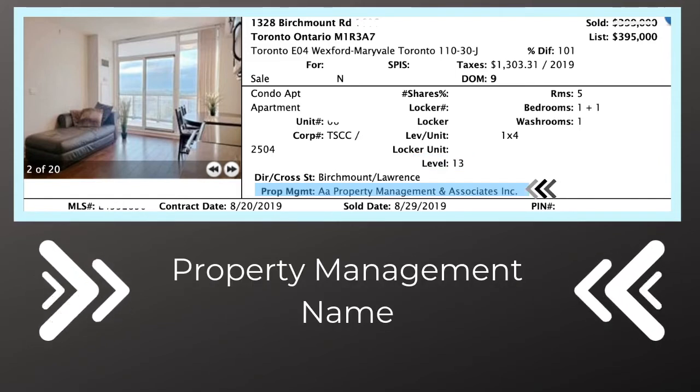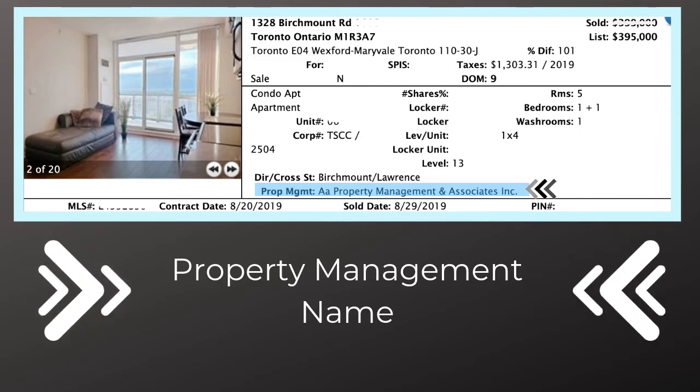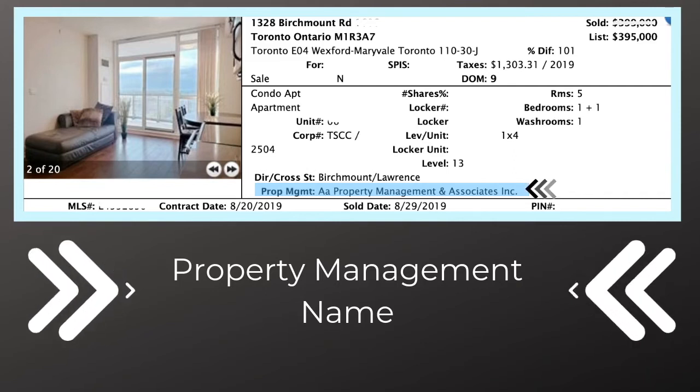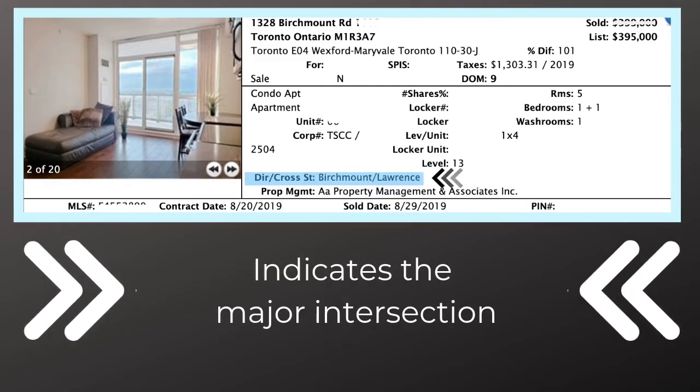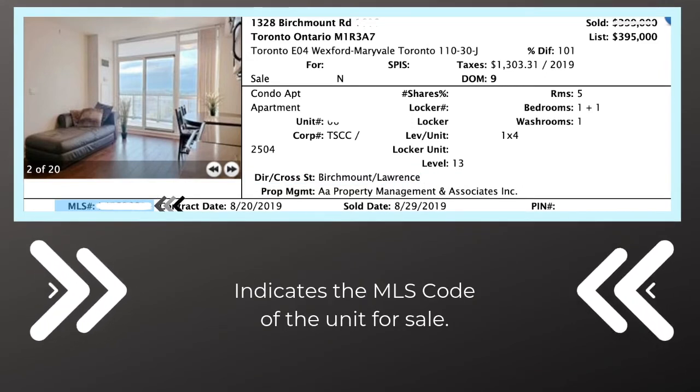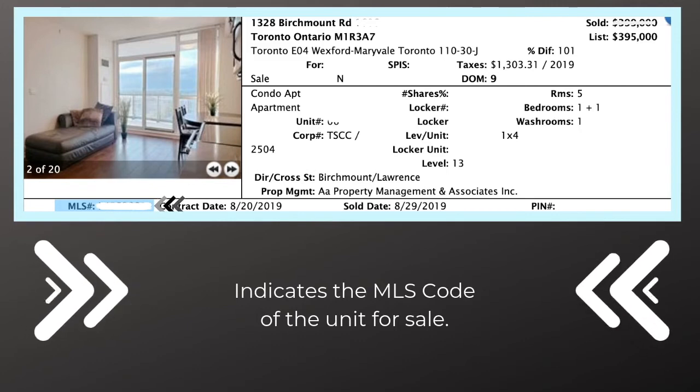The next one is the property management name. Keep in mind that condos sometimes go through different property management companies. The next one indicates the closest major intersection to the property. The next one indicates the MLS code, which essentially is the identification for the listing on MLS.